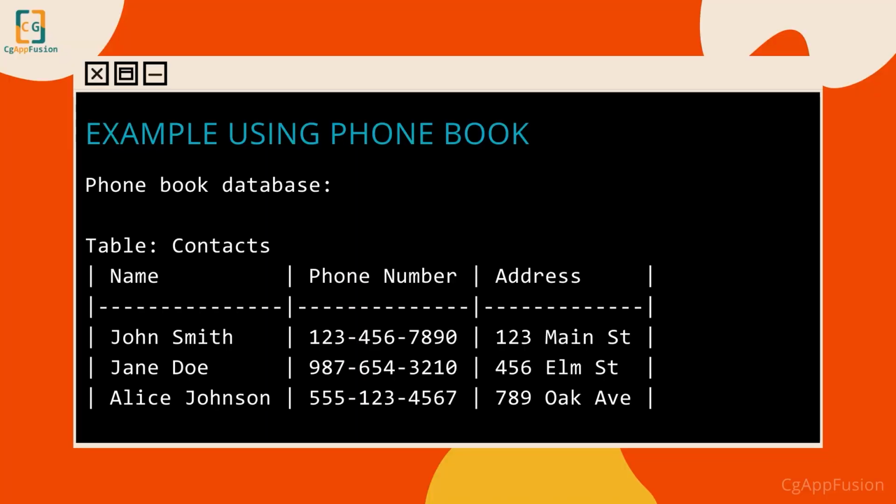Let's look at the example that we used before. So we're going to look at the database phone book, and we have a table contacts. Each contact in our table of contacts has a name, phone number, and address. So basically we are giving a structure to our table. Every person that we add to our contacts is going to have a name, phone number, and address.